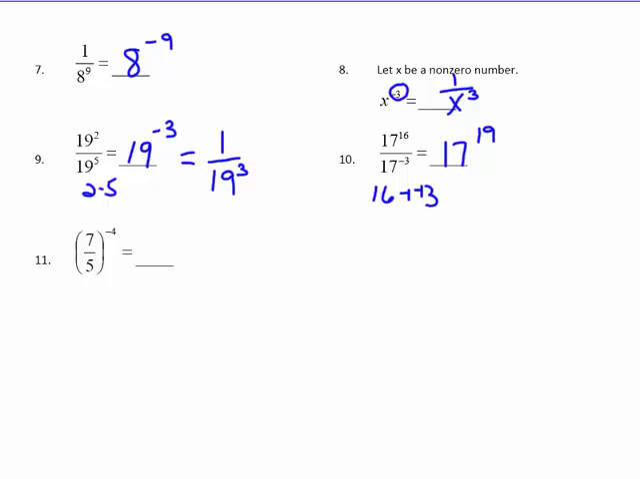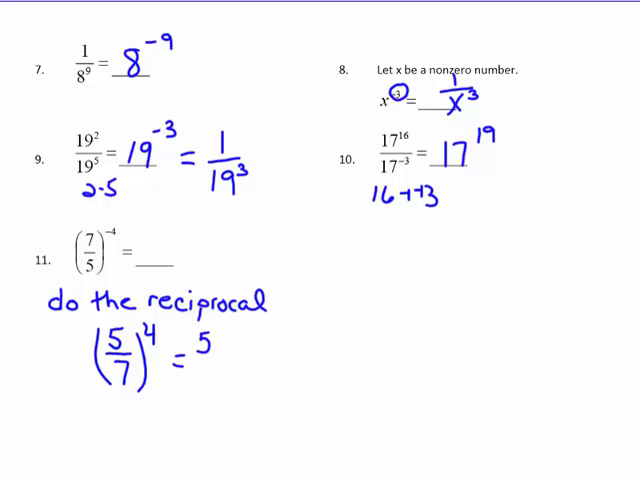Number 11, so this is now telling me 7/5 to the negative 4th. If I have a fraction with a negative exponent, this just means do the reciprocal. So this is going to be 5/7 to the 4th power, which I then could write out as 5 to the 4th over 7 to the 4th.